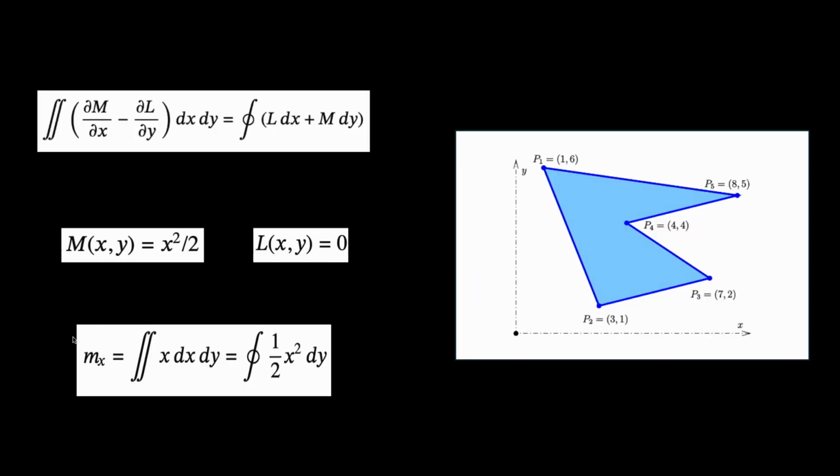Since now we can take one of these double integrals we had before, like mx, that was the double integral of x over the region, and if we see, okay, x can be the partial derivative of M with respect to x, which would give us M equals x squared divided by 2, and then there's no y term in here, so then we can just say the partial derivative of L in terms of y is 0, L of x and y is 0, and using this we can get Green's theorem to convert us from a double integral over the entire region to a path integral of 1/2 x squared dy.